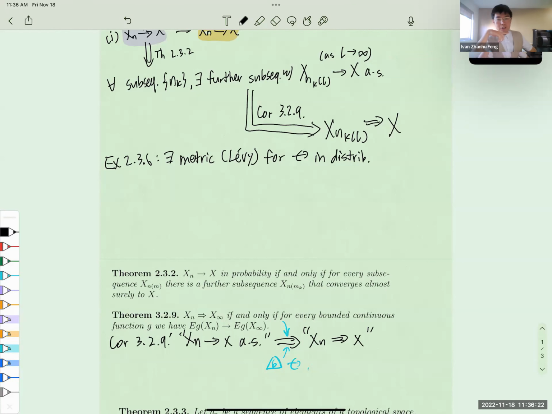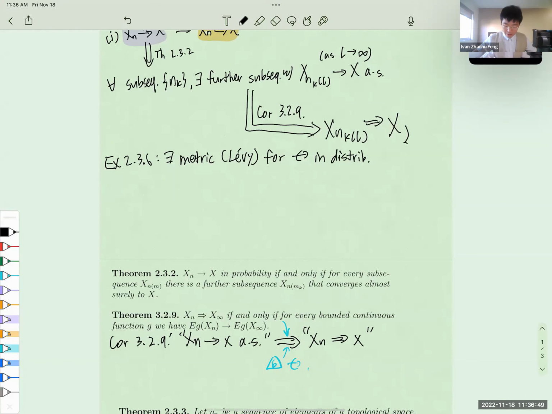Is everything okay so far? This is one of the exercises we did last time. And I should mention that almost sure convergence does not come from any metric or even from a topology. So almost sure convergence is an unlucky convergence. But fortunately, weak convergence corresponds to a metric.